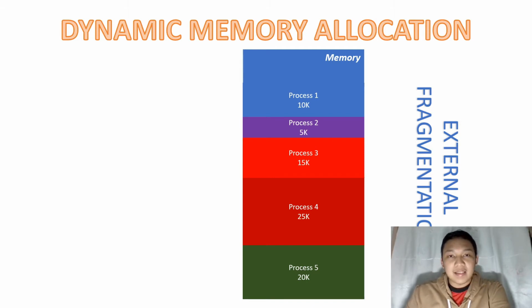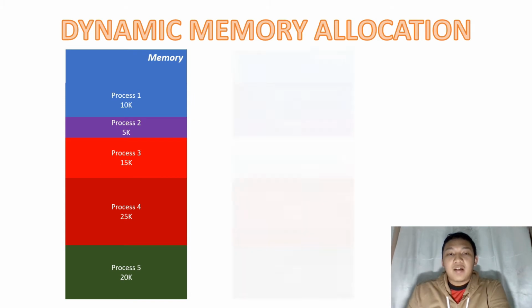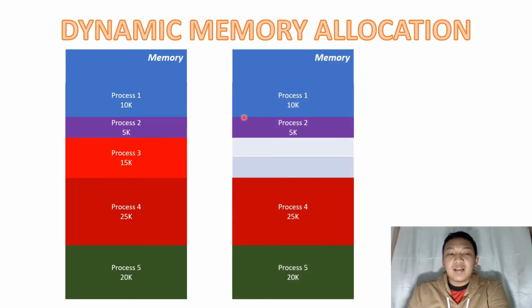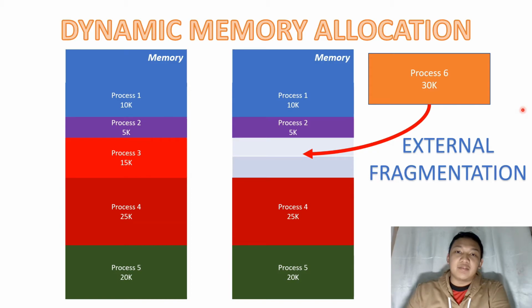What is external fragmentation? Let's see. Process 3 exited the memory because it has done its task. Now process 6 wants to enter with a size of 30K. However, process 6 cannot enter because the size allocated here is not enough. Here is 15K, meanwhile process 6 is 30K. So process 6 needs to wait for the others to exit, and only then can process 6 enter. That is what we call external fragmentation.